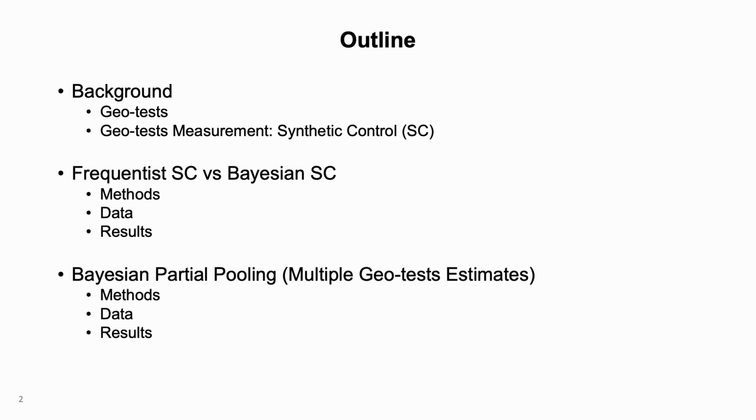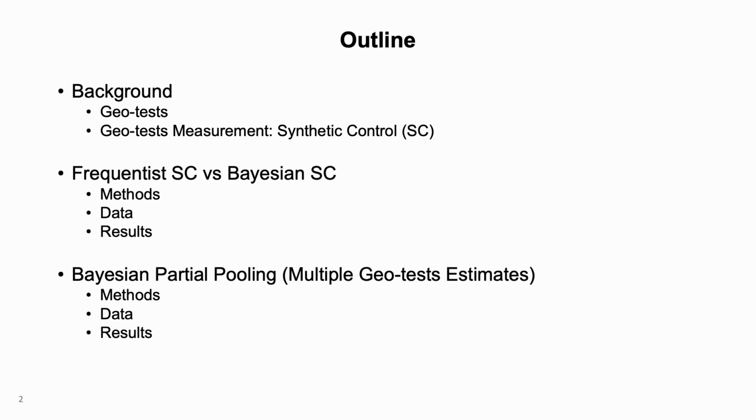In the first part, we compared frequentist synthetic control versus Bayesian synthetic control. The main purpose of this part is because the current measurement methods in Geo-test are dominated by the frequentist approach. Therefore, we want to explore whether the Bayesian approach could outperform the frequentist approach from both the point estimate and estimate variance perspectives.